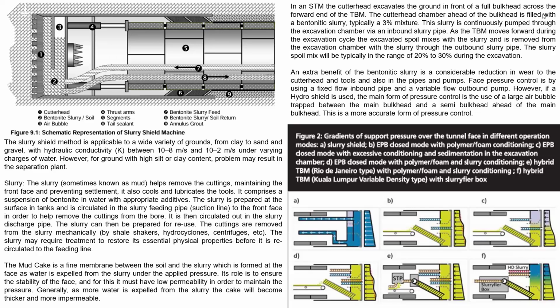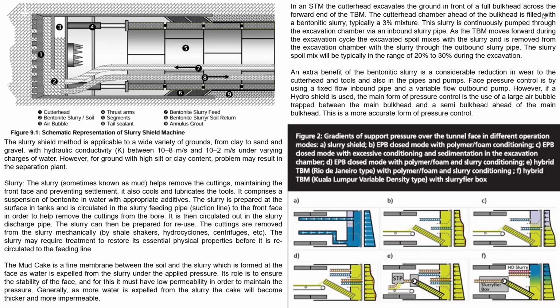Six is the tail sealant, or the brush of the TBM, that is not allowing any ground or any type of water to go inside the TBM from the tail end part, because you can see that at the tail end part there is a gap between the TBM shield and the segment that is being installed. So that is creating the volume loss. Mostly this is creating the volume loss.